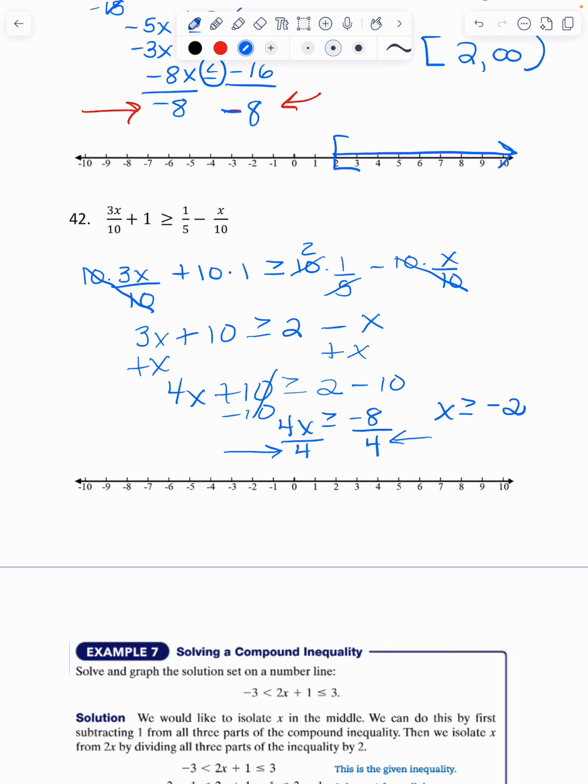So representing the graph of x is greater than or equal to negative 2 would be a bracket. We're representing all the numbers greater than or equal to negative 2. So my answer in interval notation, reading left to right, would be negative 2 to positive infinity.